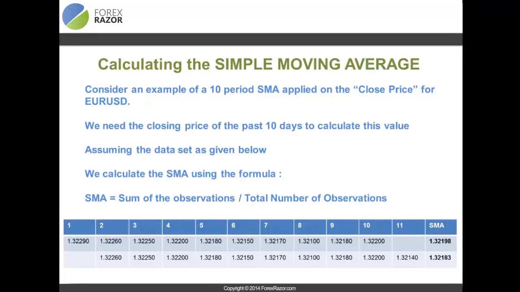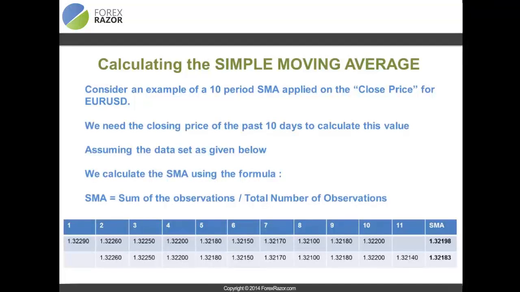As mentioned, the simple moving average, or the SMA, is the arithmetic mean of a given set of price values. So it is equal to the sum of the price data that is considered divided by the total number of values considered. For example, let's take a 10-period simple moving average applied on the close price for the euro dollar.